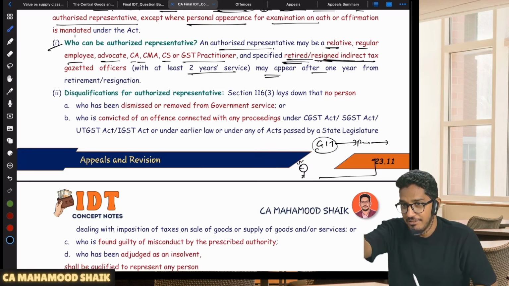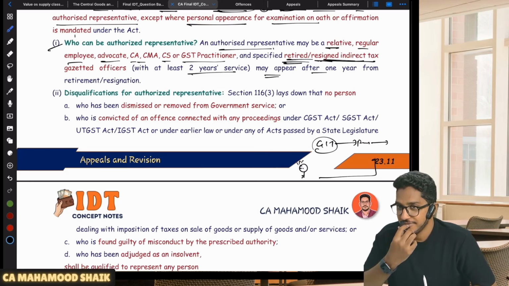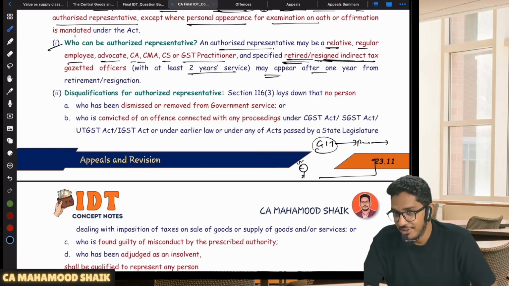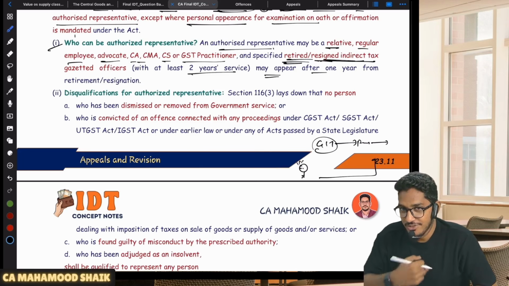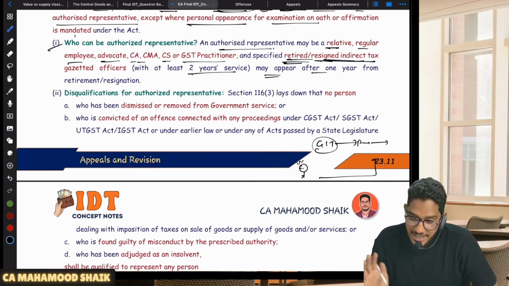No, at one point I did you an unfavor. Now I will go and fight for you. I know under what grounds I have given that order. I know how to overcome that order also. Tell me, appoint me. Two ways he is getting benefited. So that's why they will allow retired or resigned indirect tax gazetted officers to appear only after 1 year from resignation or retirement. So don't be over smart here. That's why they have kept a provision well in advance.